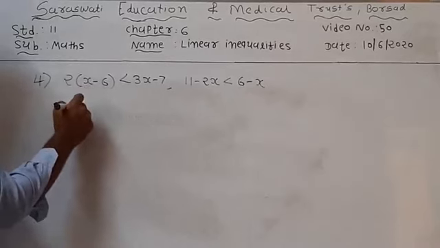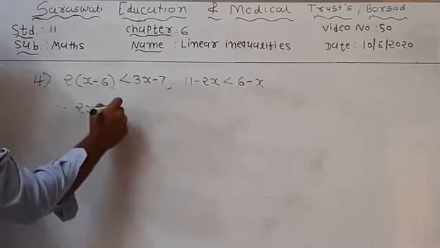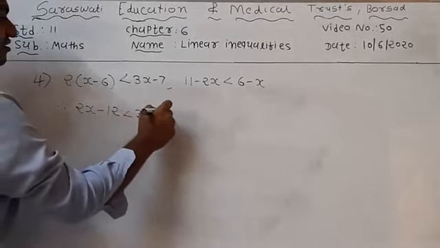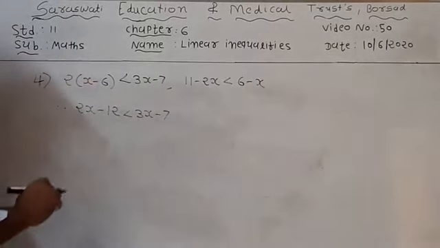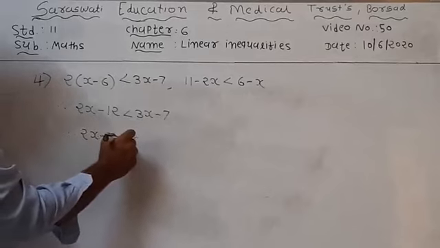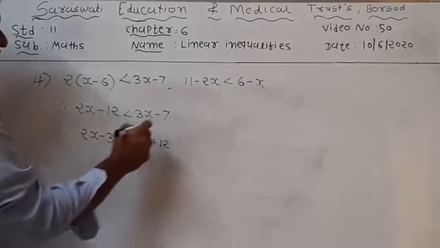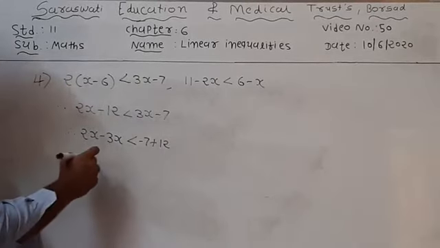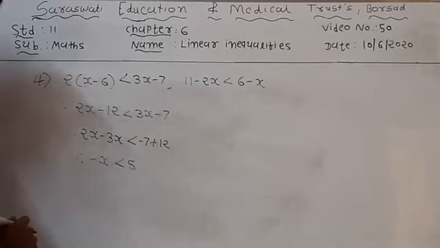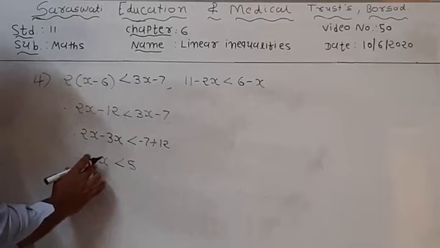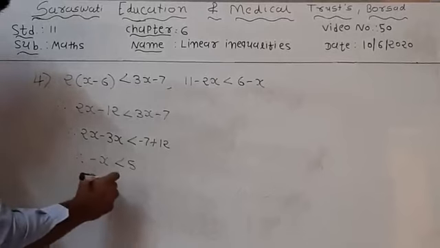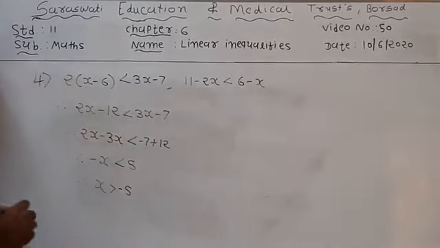So 2 into x, that means 2x, minus 12, less than 3x minus 7. 3x written this side and minus 12 written opposite side. So 2x minus 3x less than minus 7 plus 12. 2x minus 3x, that means minus x, less than 12 minus 7, that means 5. Now here x is the variable, so remove this minus sign. Multiply both sides by minus, so x greater than minus 5.